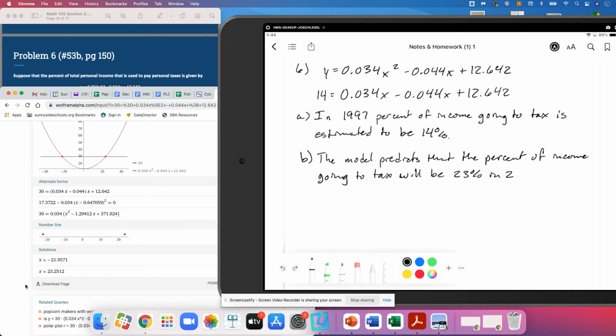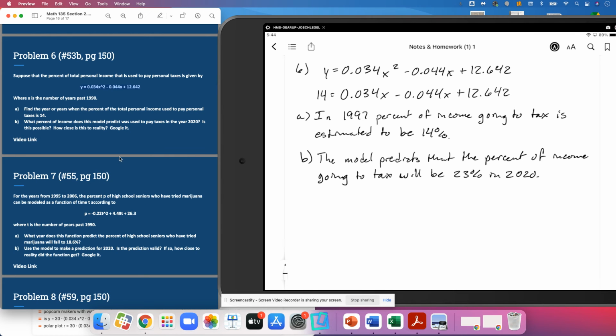2020. And I'll be honest, for me, everyone, that's actually pretty darn close. I pay about 24% in income tax. We are going to go ahead and Google this and see how close this model came to reality. I'll be back with what I find on Google in just a moment.